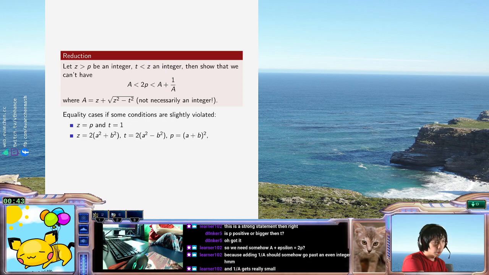Yeah, 1 over a shouldn't be very large. So I don't know what you do with the square roots. This is where we're at. I think this is the clean statement, but... Yeah, 1 over a is small.